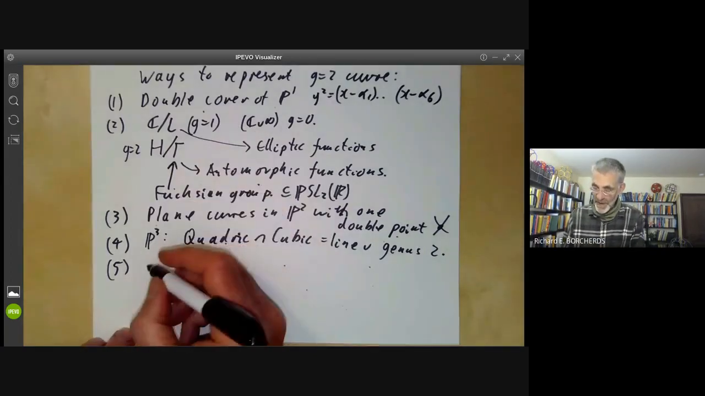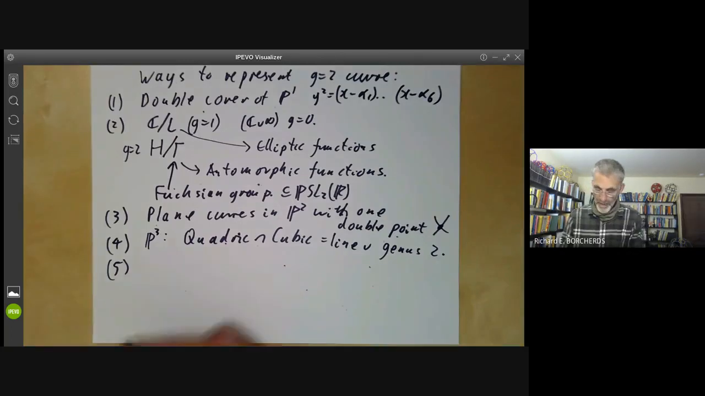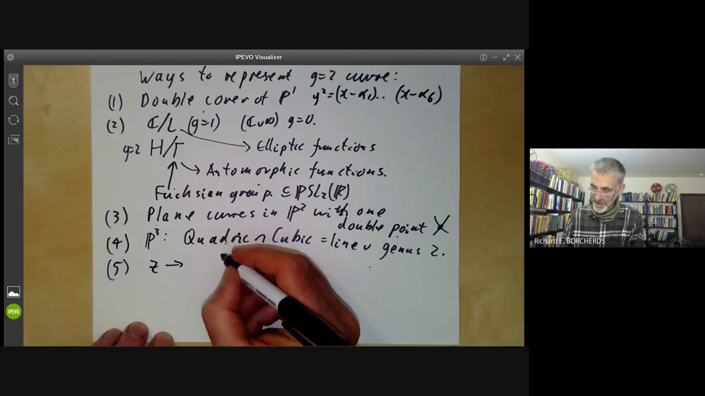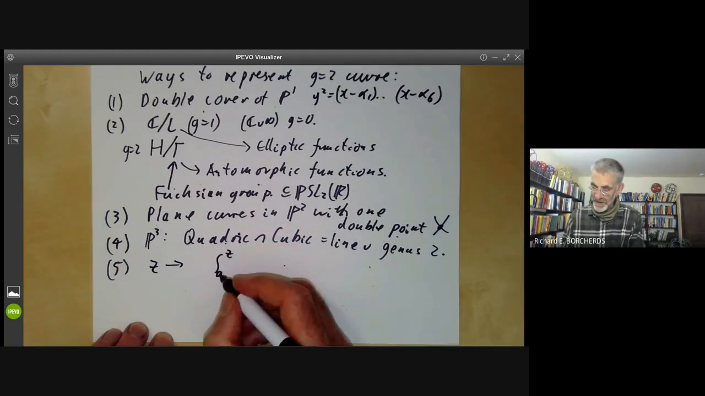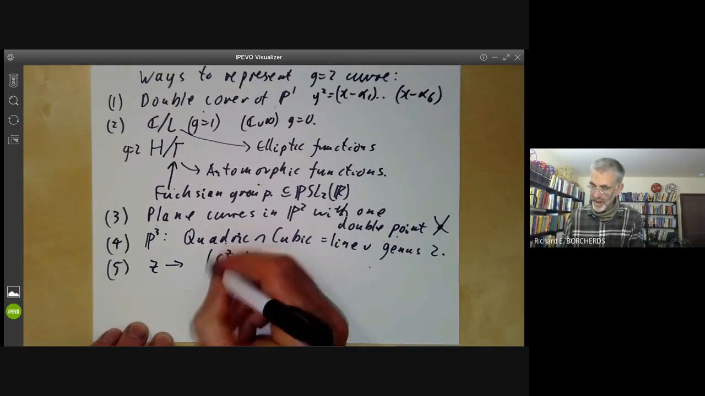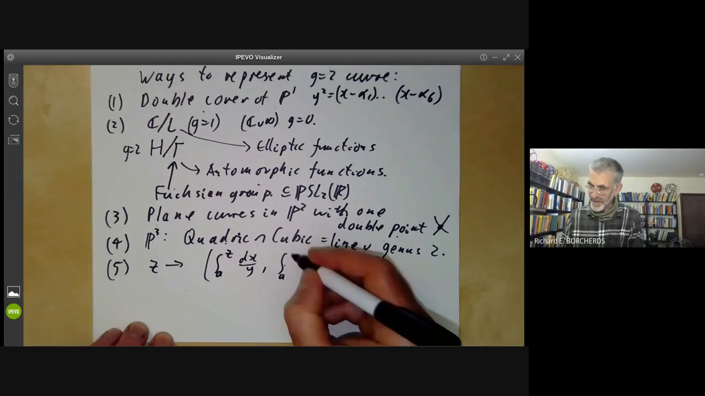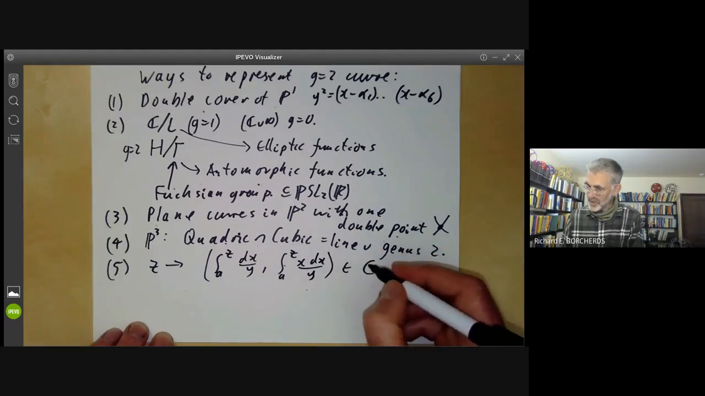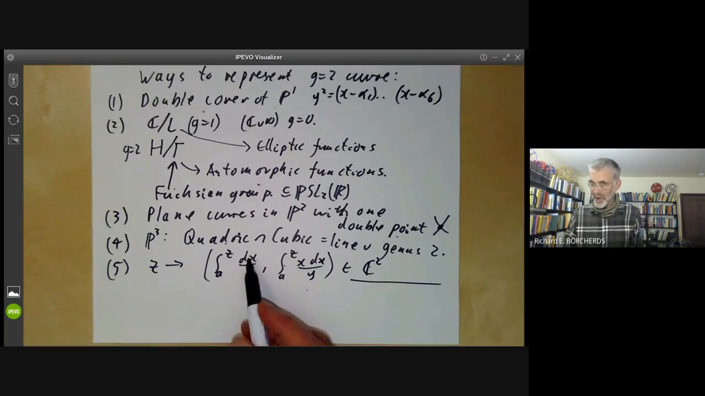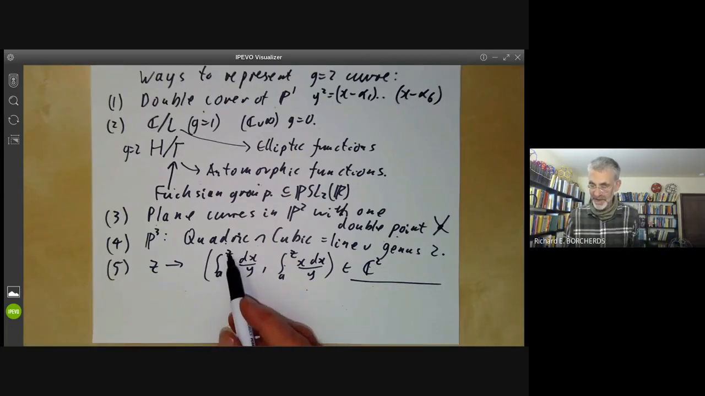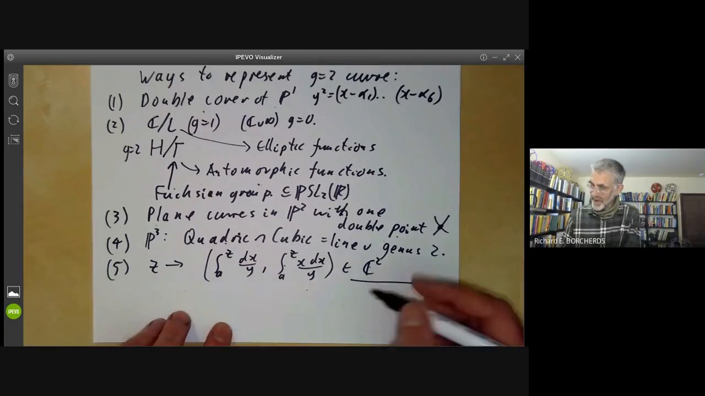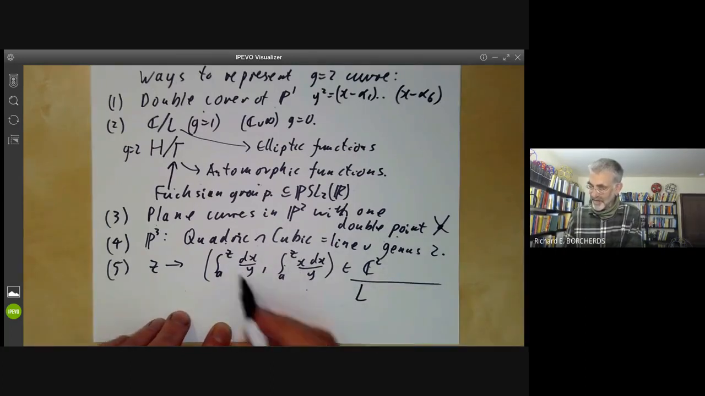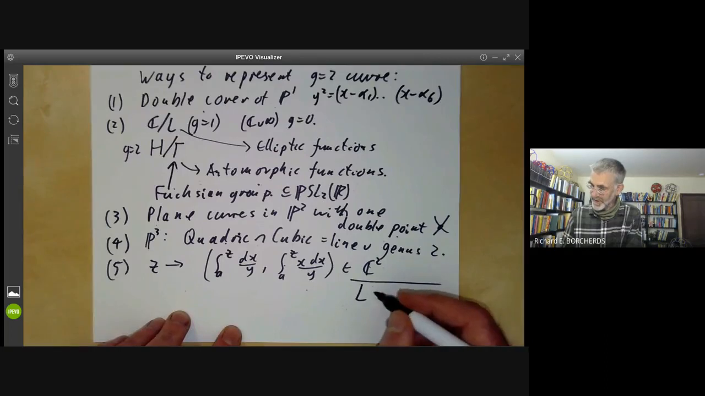Finally, we can do an analog of what we did with the elliptic curves. We take a map Z and we integrate the differentials. So for elliptic curves, we integrated from a fixed point A to Z of dx over y. Well, for a genus 2 curve, we've got two independent differentials, so we should also integrate x dx over y. And this will sort of be an element of C squared, except it's not really defined because there are many different paths from A to Z, so there's an ambiguity. Now, for elliptic curves, the ambiguity was a lattice generated by two elements. Here, the ambiguity is a lattice generated by four elements because the first homology of a genus 2 surface is isomorphic to Z to the 4.